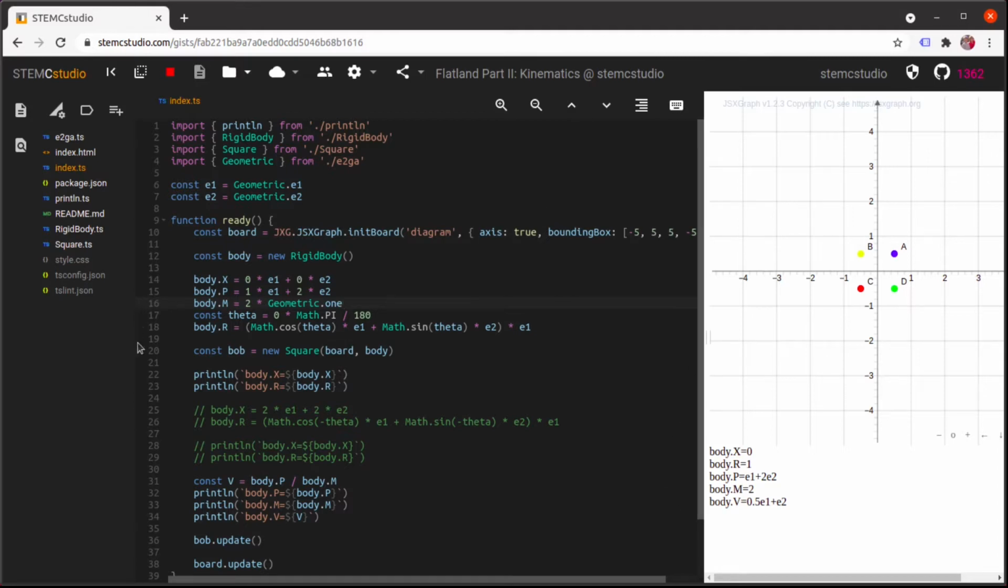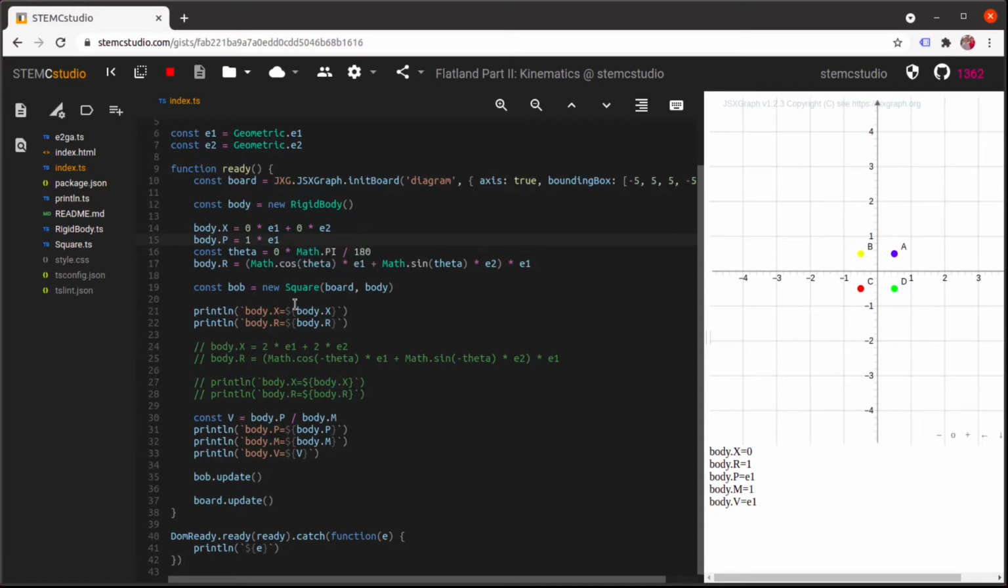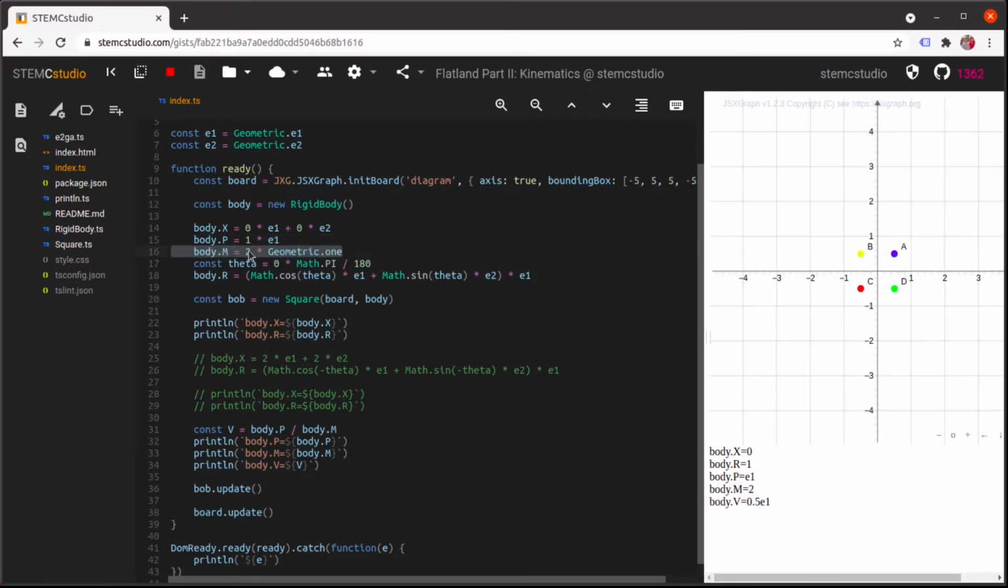So it looks like we're good to go on our example here. I'm going to set the momentum back to 1e1, so this would be the body traveling to the right. Actually, let me put the mass back. Control Z. Put the mass back to 1 times e1.